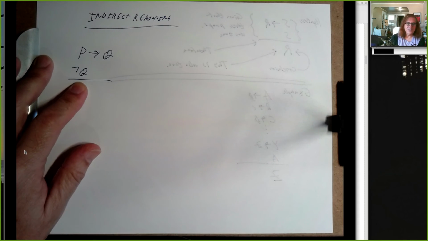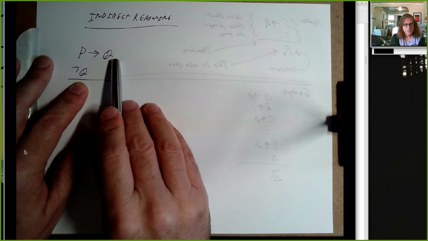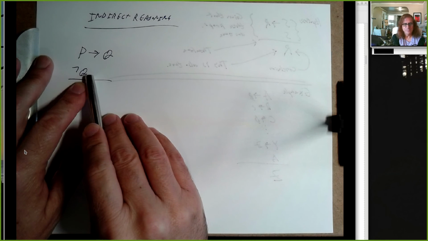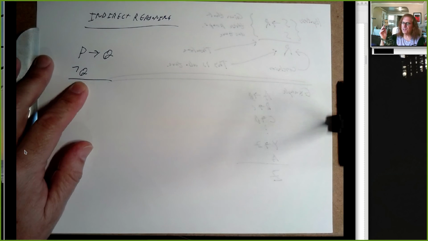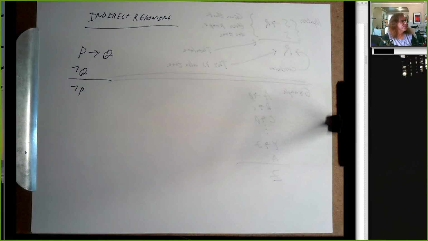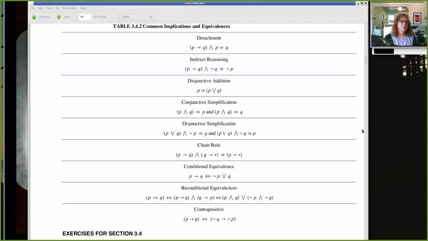Because we understand direct reasoning or detachment. If P is true, then Q is true, but we're told Q is not true. So there's no way P can be true. Well, if P is not true, what do we conclude? P must be false. So not P is true. So this is indirect reasoning. And it's probably our second most popular rule of inference.